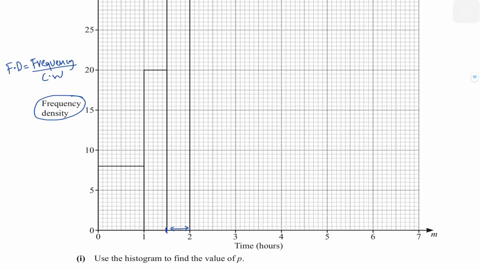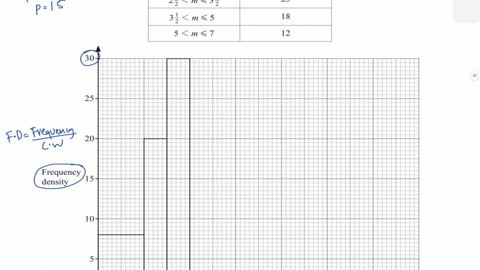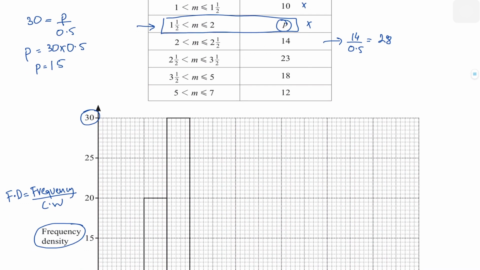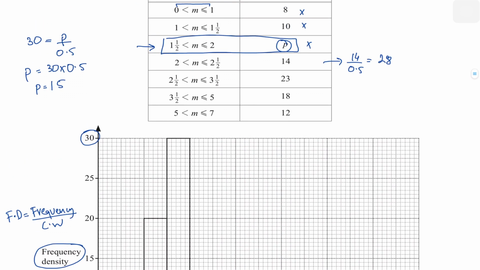Now we have to complete the histogram. Let's do that. We have the first 3 bars plotted: 1, 2, 3. This is done. Let's figure out the frequency density for this one. We take 14 and divide it by the difference between 2 and 2.5, which is 0.5. That gives me 28. Let's plot this, and try to use straighter lines. Actually, let's figure out the frequency densities for every value, and then plot them. For this, we take 23 and divide by 1, which is equal to 23.